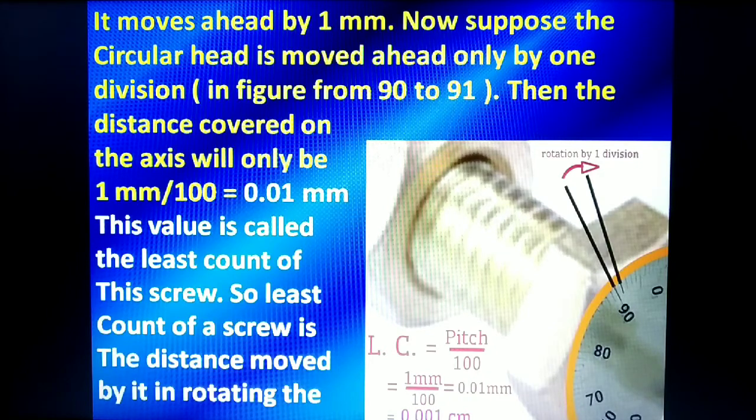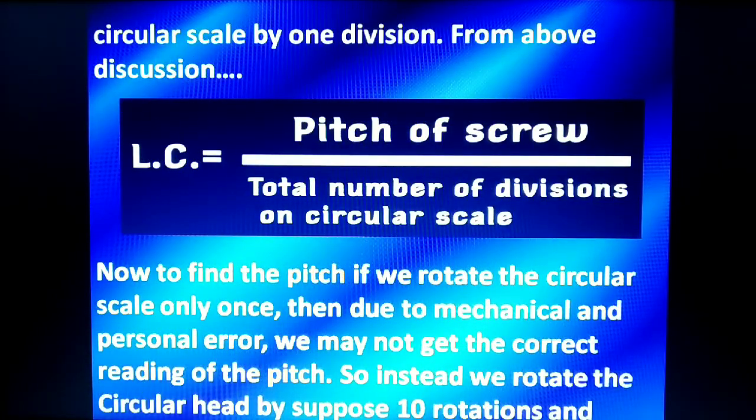So least count of a screw is the distance moved by it in rotating the circular scale by one division. From above discussion we have the formula: least count is equal to pitch of screw divided by total number of divisions on circular scale.